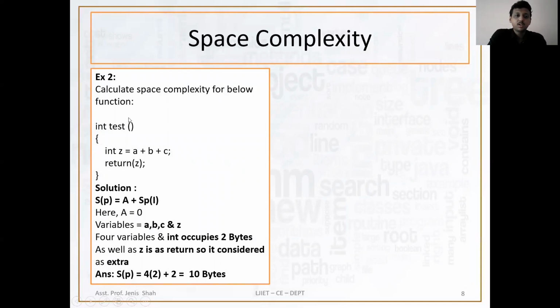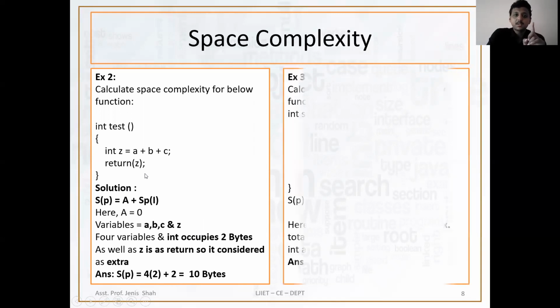Calculate the space complexity for the below function. The function is test: z is equal to a plus b plus c, return z. Please concentrate over here. How many variables are there? Total 4 variables: A, B, C, and Z. So how much space will be occupied? 4 multiplied by 2, 8. But listen, this function returns something, that is Z. That means Z is also a variable as a return type, so it will also be considered. So 4 into 2, that means 8, plus another 2 for return Z. So total 10 bytes will be occupied by this space complexity.